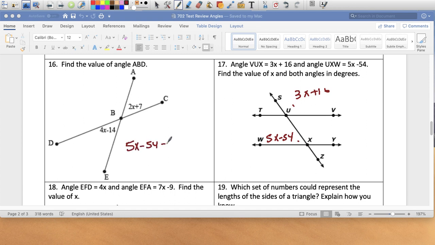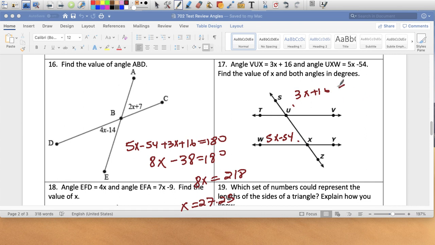So 5x minus 54 plus 3x plus 16 equals 180. 8x minus 54 plus 16 will give you negative 38, equals 180. Add 38 on both sides, equals 218, divided by 8, and you get 27.25. Let's go and plug it in here.